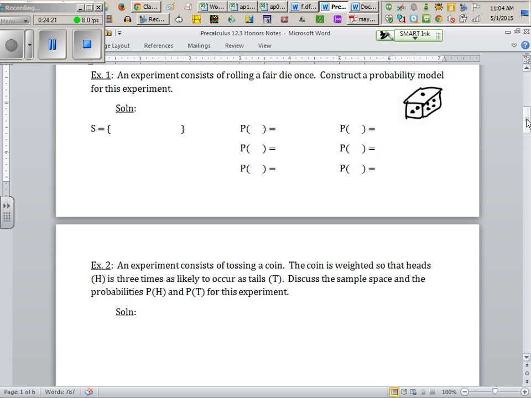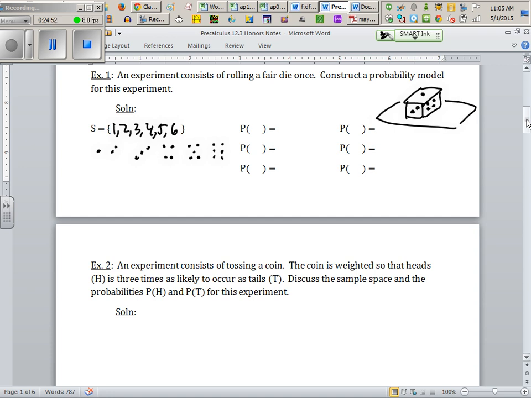Okay, so rolling a die once, there are only 6 possible outcomes. You get the 1, the 2, the 3, the 4, the 5, or the 6. You can draw that if you want. In my sample space, I'm just going to write 1, 2, 3, 4, 5, 6. The numbers represent the face that's upward on the table.